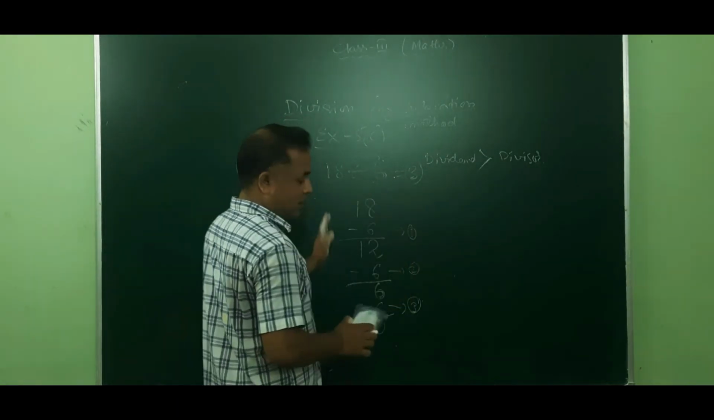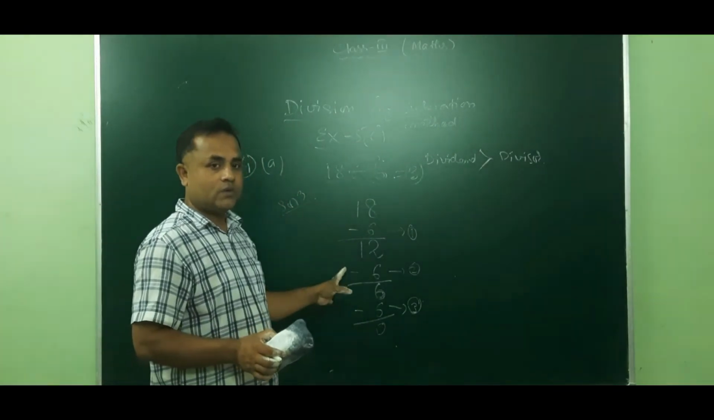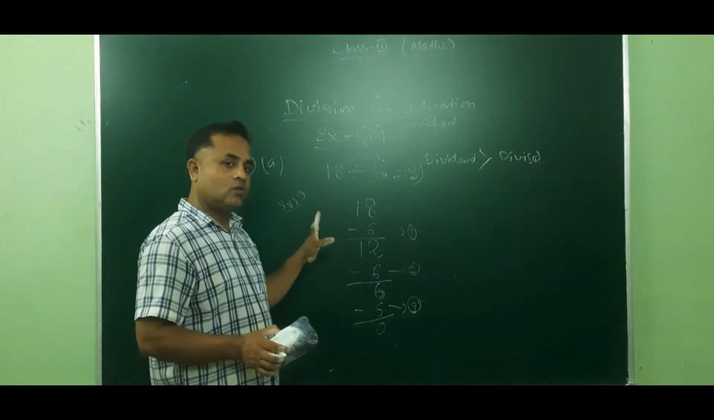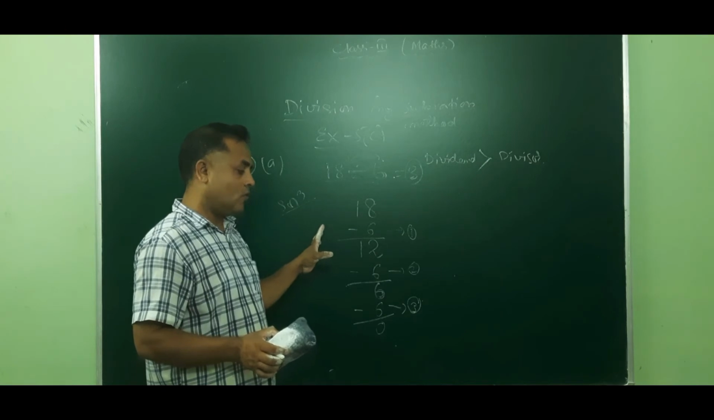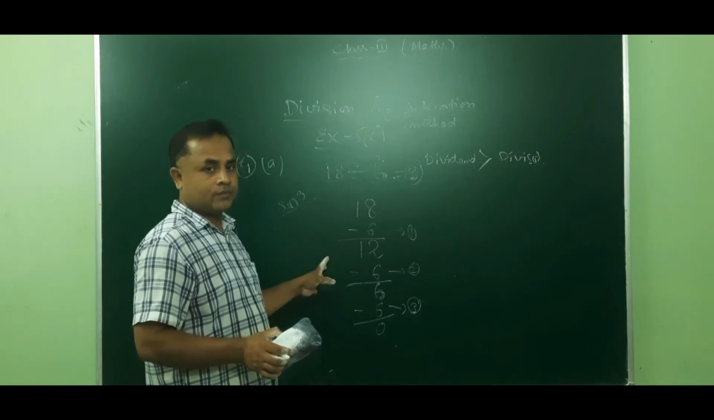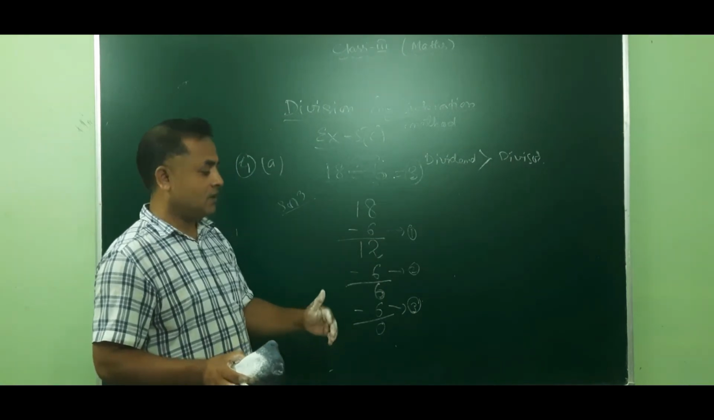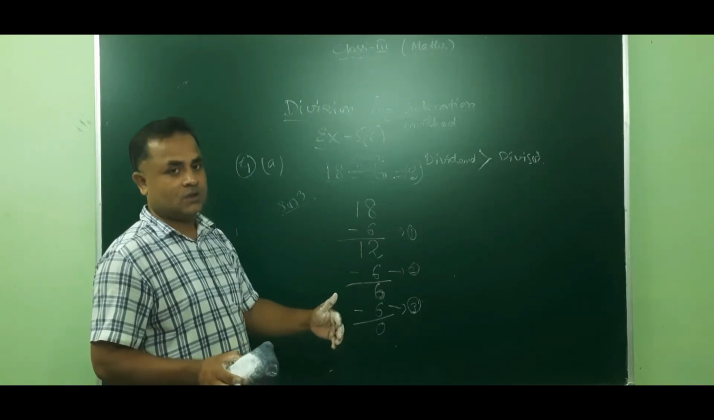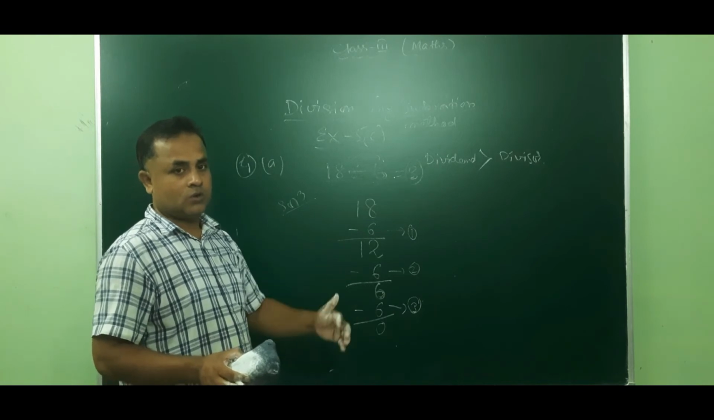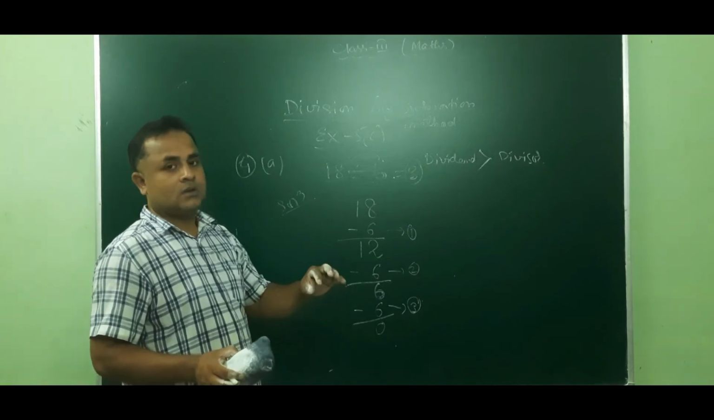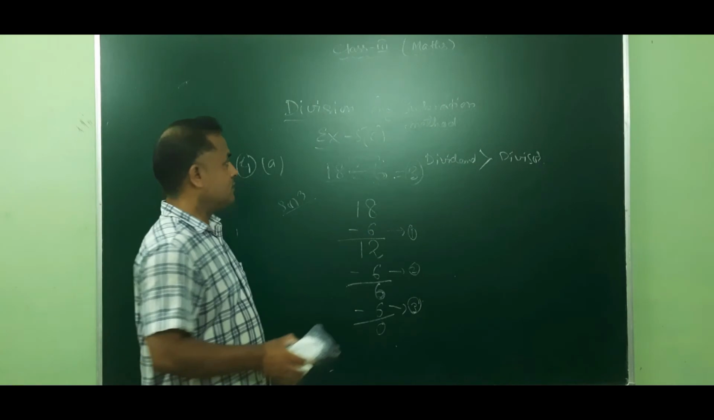So in this way we can do question number 4, all the questions. In this chapter 5, in this exercise 5C, all are common, just a little bit of variant of questions.